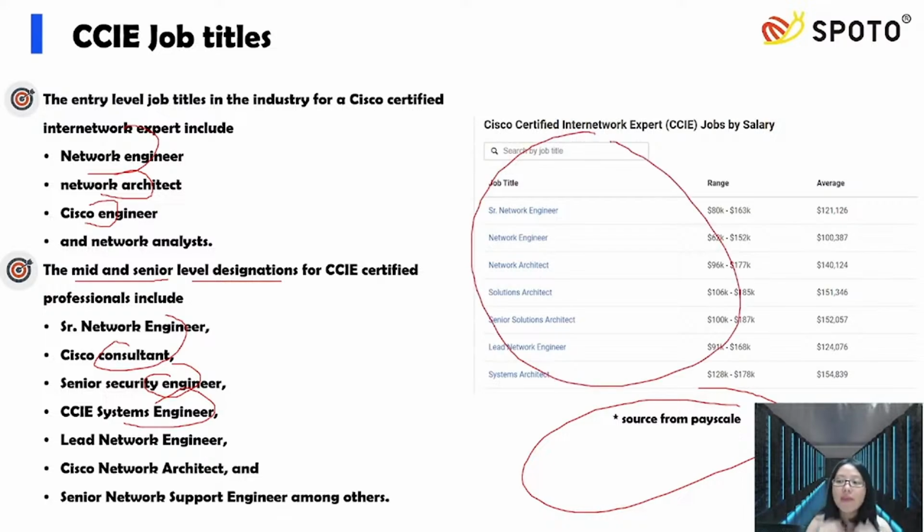Countries may differ, but it can be ensured that there is huge potential for CCIE certification holders and great salary enhancement for CCIE networking professionals.